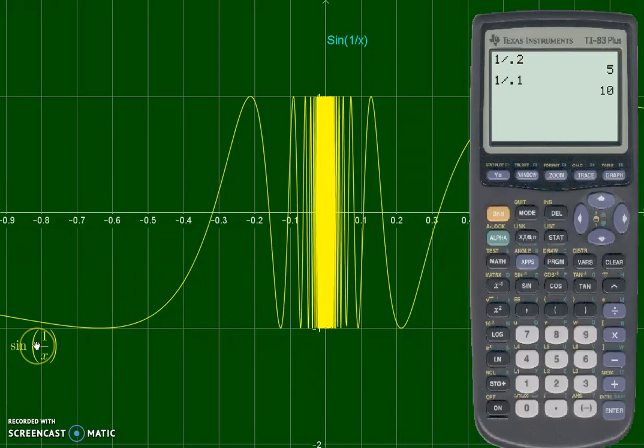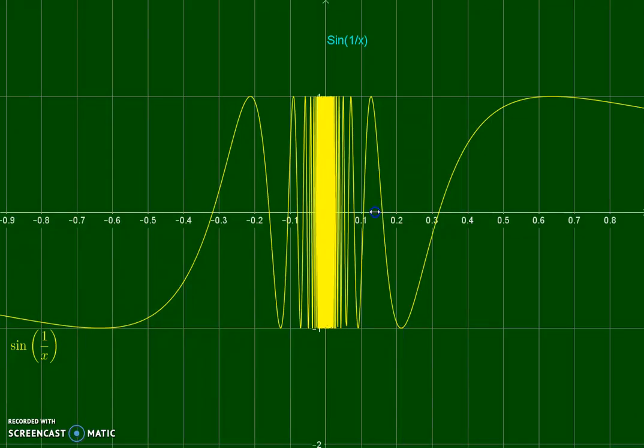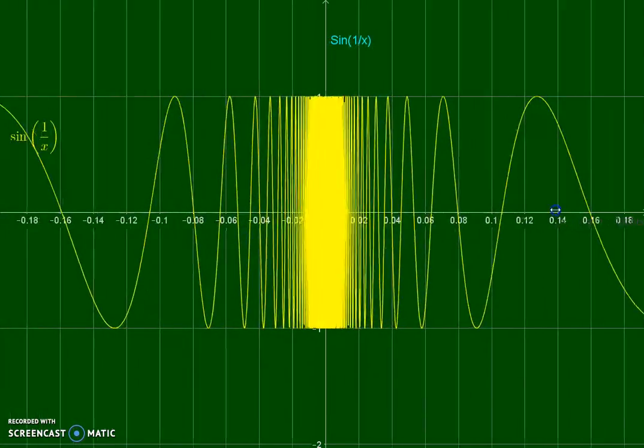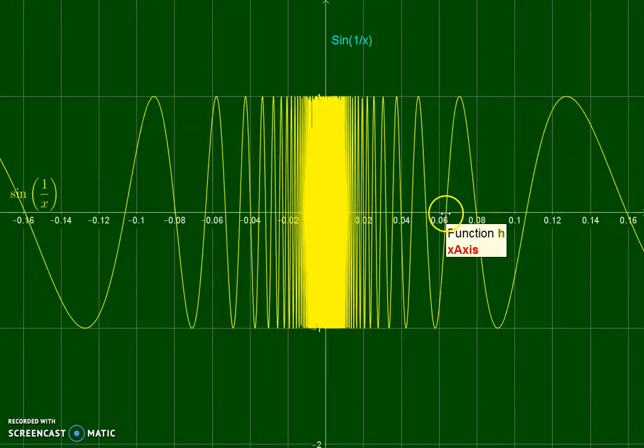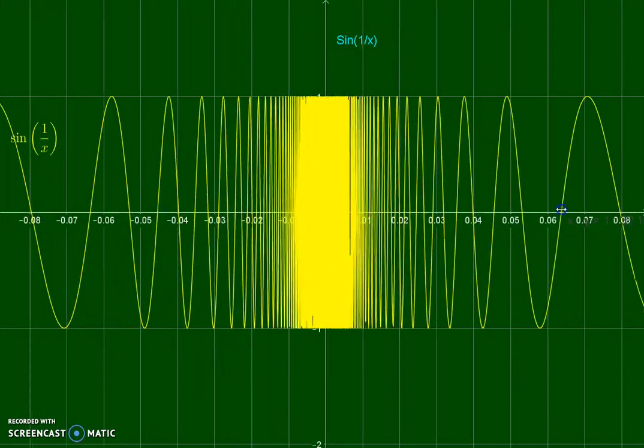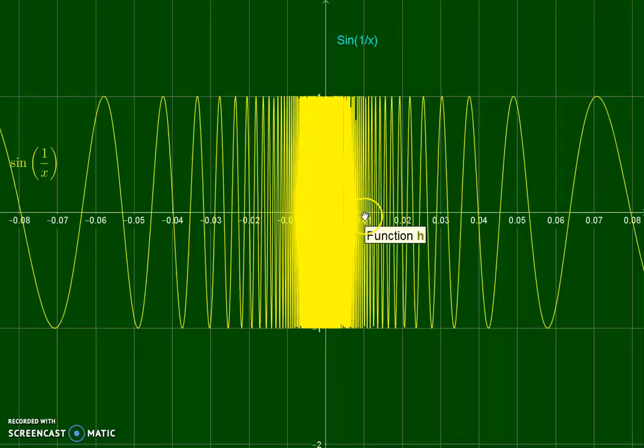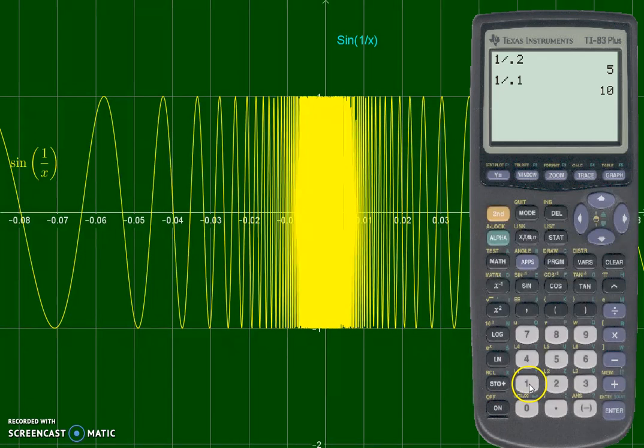Now let's go one step further. Let's go in even further here, and let's move this in to 0.01 and 0.02. Let's keep going. And here we have 0.01 in here and 0.02 here. We can see the oscillations are increasing fairly dramatically. So let's bring up our calculator again, and let's do 1 divided by 0.02, which is 50, and 1 divided by 0.01, which is 100.